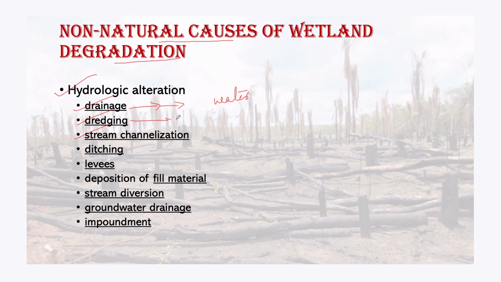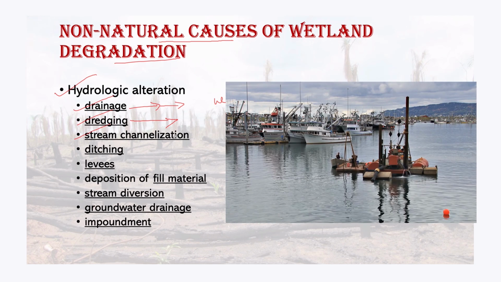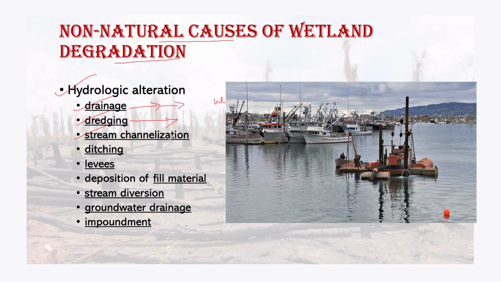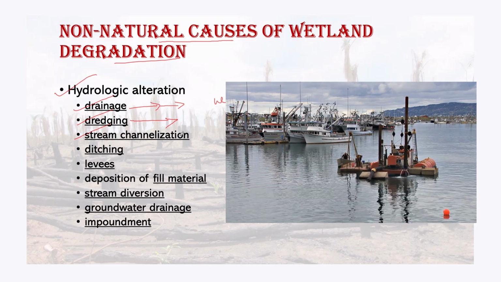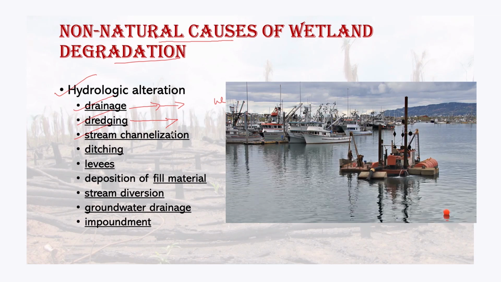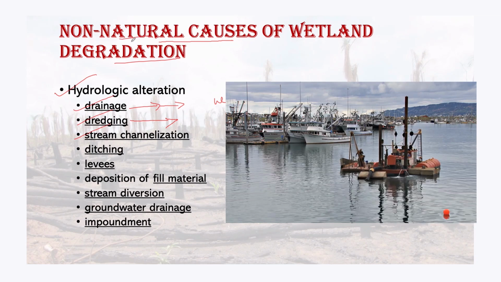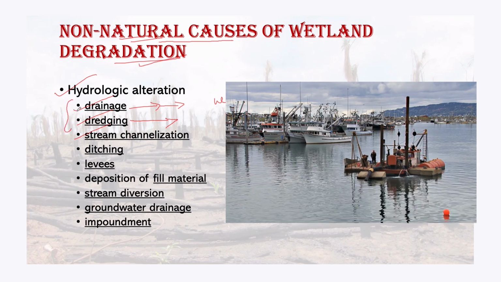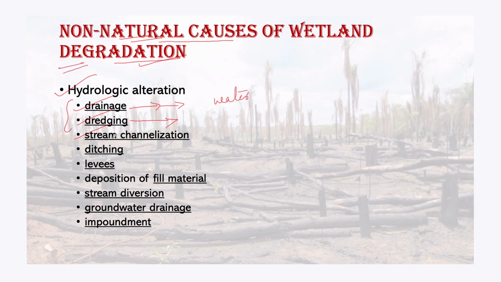Next is dredging. Dredging is the operation of removing material from one part of the water environment and relocating it to another. In all but a few situations, the excavation is undertaken by a specialist floating plant known as a dredger. So these are the non-natural causes of wetland degradation. By these activities, we are destroying the wetlands.